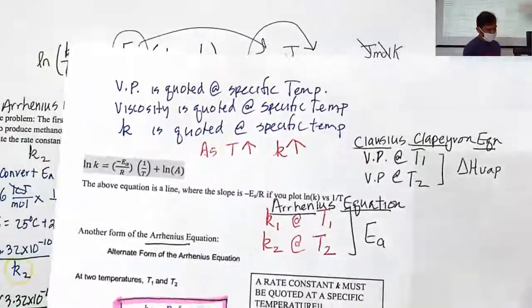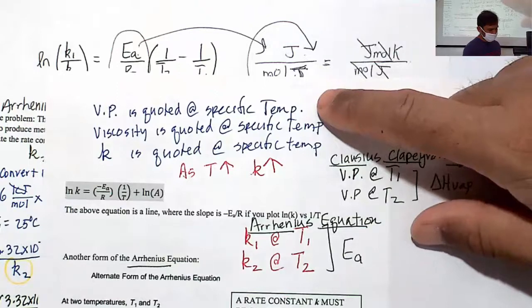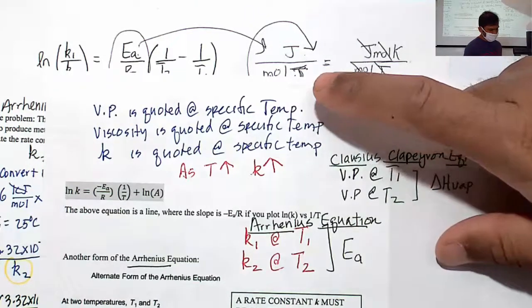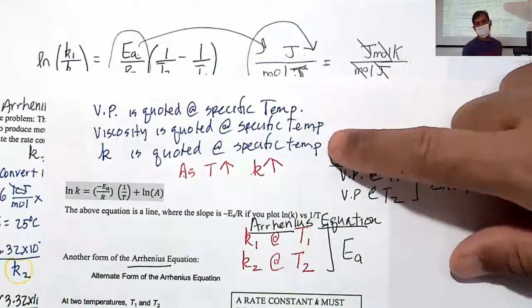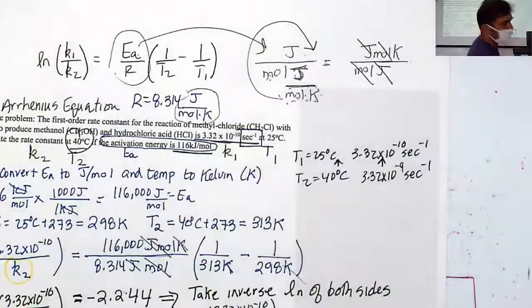Correct, direct. Okay. As I mentioned at the beginning, a lot of things are quoted at a specific temperature, with vapor pressure, viscosity, and this rate constant, lowercase k. So that's the Arrhenius equation.